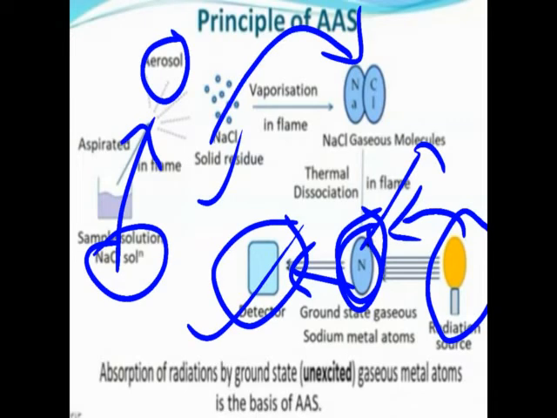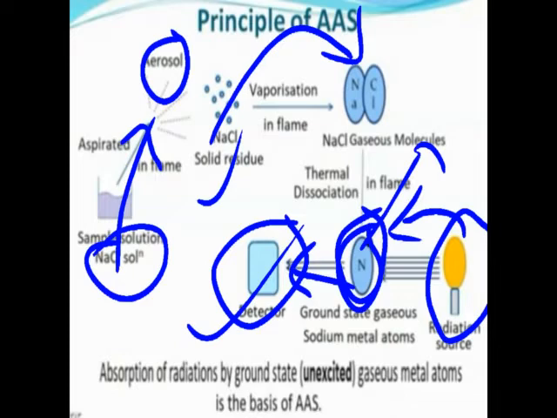Next thing is that atomic absorption spectroscopy also follows the Beer-Lambert law. In UV spectroscopy, we have studied the Beer-Lambert law: A is equal to abc, where A is the absorbance, a is the absorptivity, b is the path length, and c is the concentration. All the UV or visible spectroscopy practicals and procedures are based upon the Beer-Lambert law. They will follow the Beer-Lambert law; only then can we analyze samples using UV or visible spectroscopy.